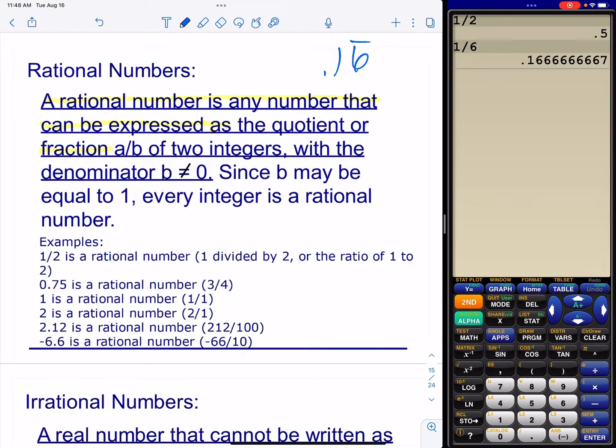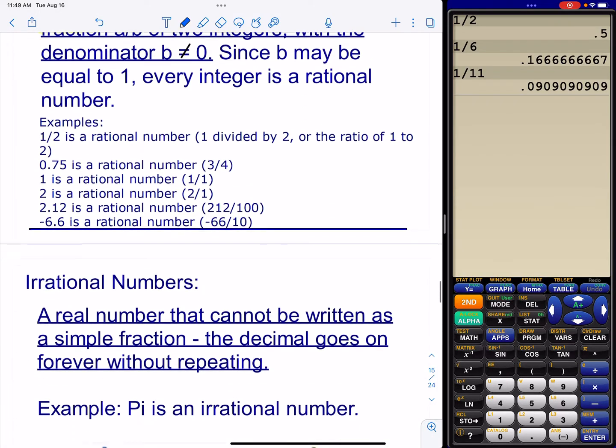Now, there are some others that are really kind of interesting. If I were to do, let's say, 1 divided by 11, 0.09090909, that's another example of a rational number. Okay? There's a pattern of repetition. So a rational number is any number that I can write as a fraction. So when we type it into the calculator, there's going to be a pattern of repetition. And that's what I need you to remember about rational numbers.